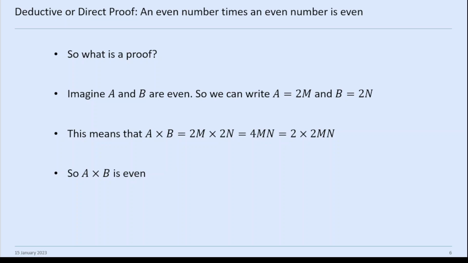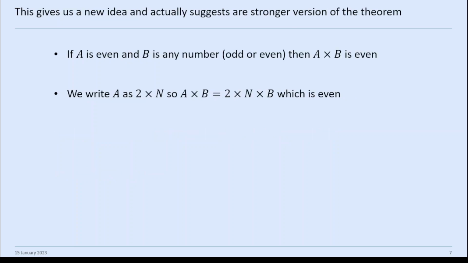So let's look at a proof. Now we've tried 3 examples. So imagine that A and B are both even. Then we can write A equals 2 times M, because if it's an even number, then it's 2 times another number. B is 2 times N. This means that A times B is 2M times 2N, which is 4 times MN, which you can also rewrite as 2 times 2MN. So in other words, we've written A times B as 2 times another number, so A times B is even. We've proved that A times B is even.